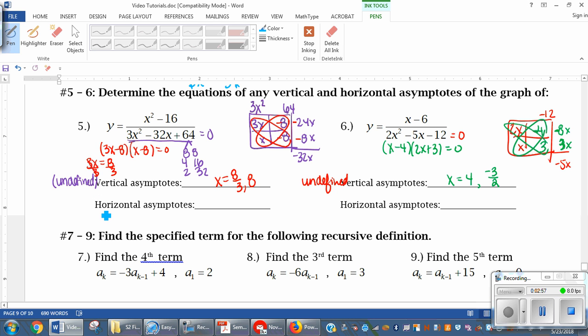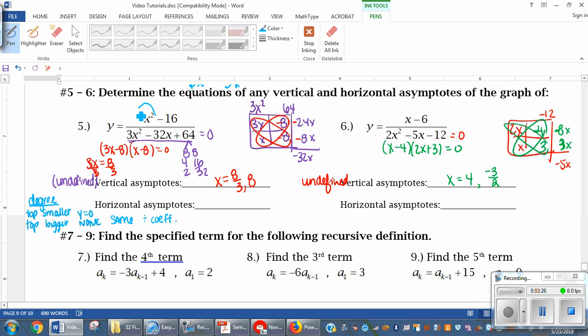Okay, horizontal, we had 3 rules. When the degree in the top was smaller, we say y equals 0. If the top is bigger, we say none. And if they're the same, we divide coefficients.